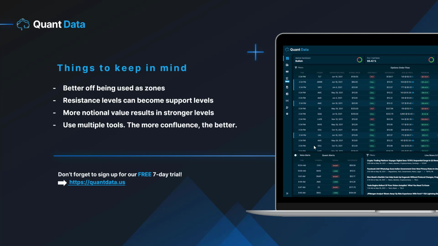And the last thing is, obviously, the more confluence, the better. So use multiple tools. Don't just use dark pool levels and only trade off of dark pool levels. You want to use your existing strategy, your order flow, your alerts, your news, whatever, and these are all things we provide on the Quant Data platform. Order flow, quant alerts, live news, OI by strike, max pain. We have a plethora of different tools that you can use that help contribute to this overall confluence and this overall execution that ultimately helps you enter and exit certain trades in the market.